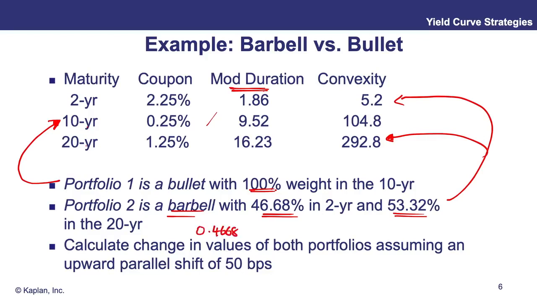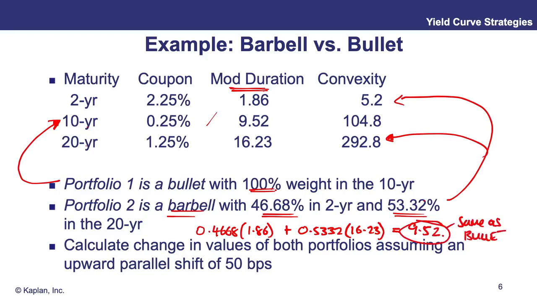So I would wager that when you put 0.4668 or 46.68% in the 2-year bond with a duration of 1.86, and then you put 53.32% in the 20-year bond with duration of 16.23, when you calculate your cash weighted duration there, it comes out as the same duration as the bullet, which is all in the 10-year. And that's exactly what happens. We get 9.52, and that's the same overall duration as the bullet.